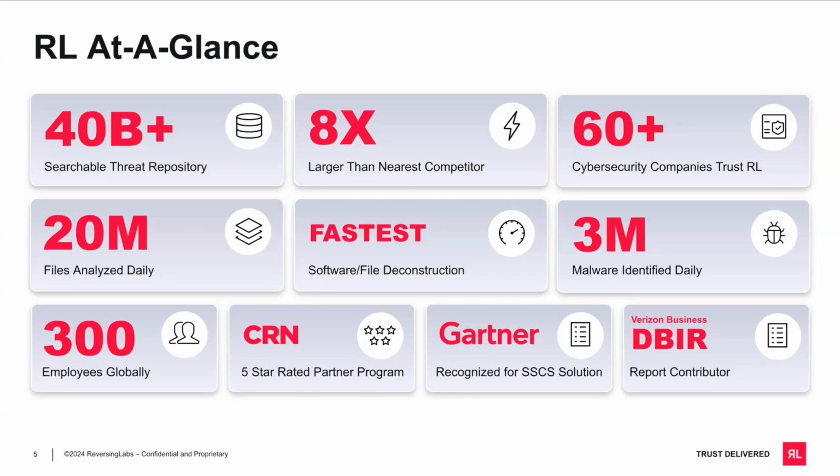What most people don't know is that more than 60 of the leading cybersecurity companies, companies you probably rely on, trust our data and feeds and use them in the solutions that are helping to keep your organization safe. So we are a critical supplier to many cybersecurity companies. We've received accolades for our technology and from our channel partners, and have been recognized by Gartner as a leading software supply chain security provider and a contributor to the 2024 edition of Verizon's Data Breach Investigation Report. So that's who ReversingLabs is.